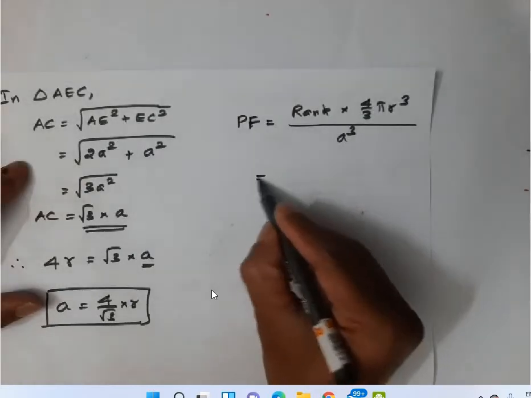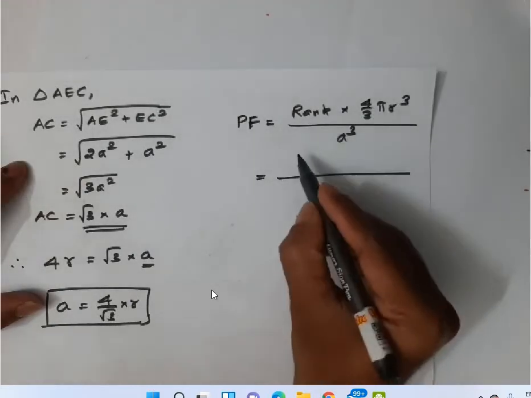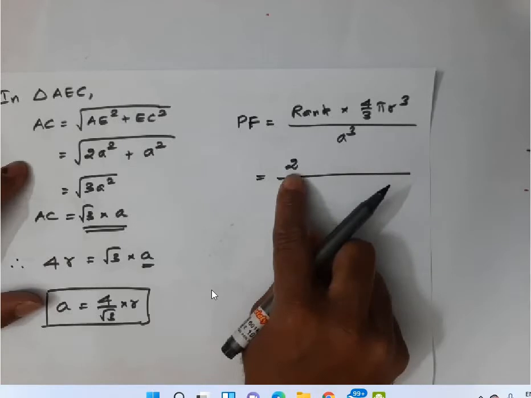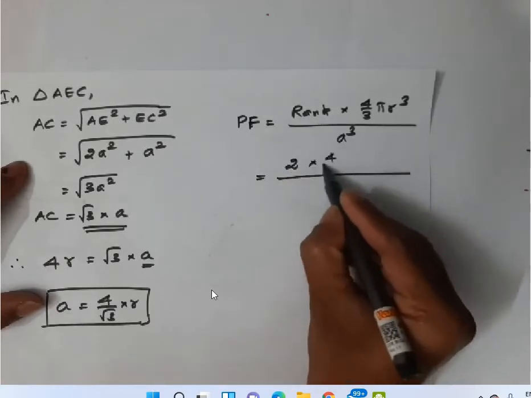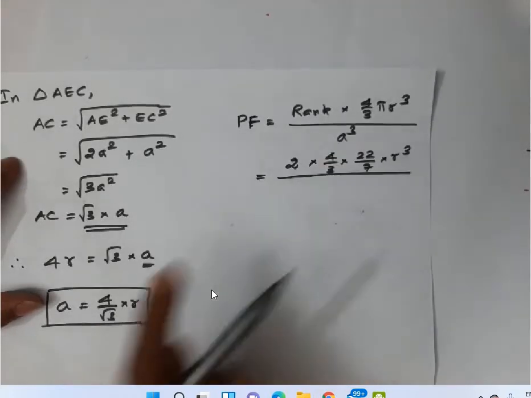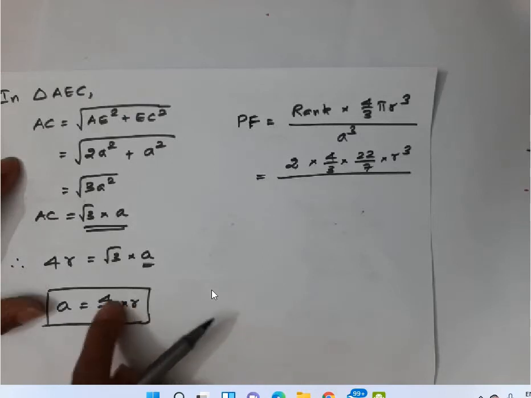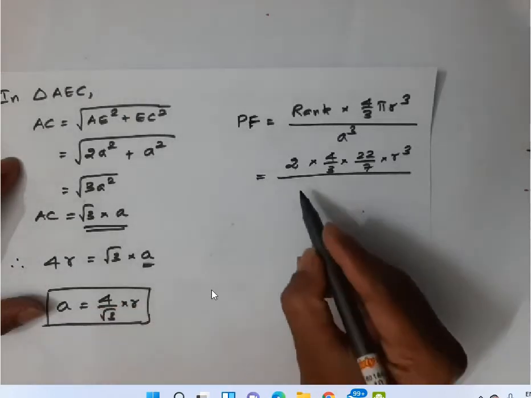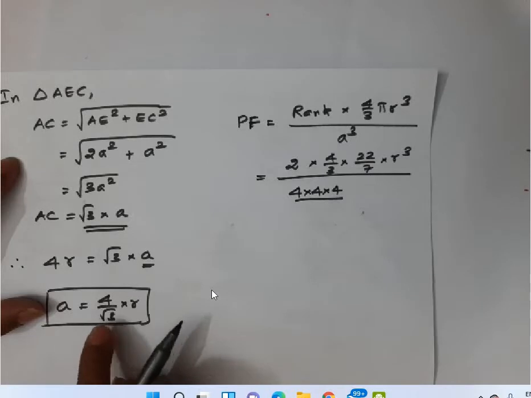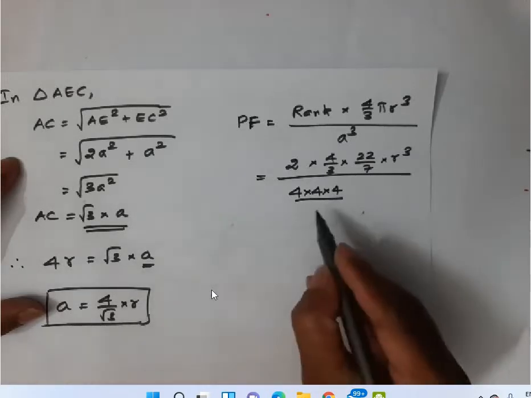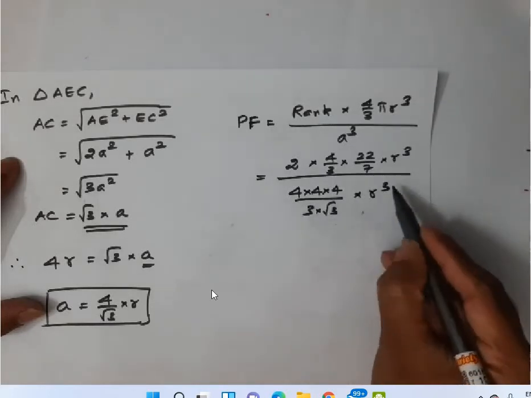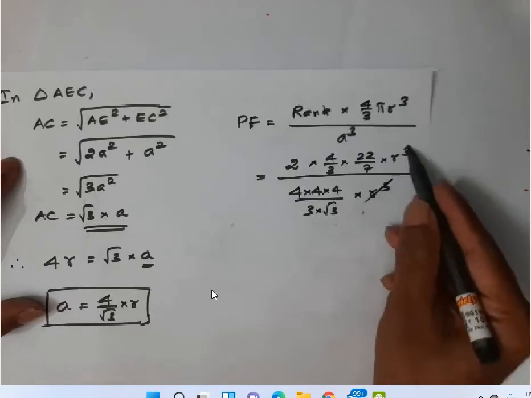What is the rank for BCC? You know very well, rank for BCC is 2. In the last class, we have calculated all these things. For body-centered cubic unit cell, rank is 2. 2 into 4 by 3, pi value 22 by 7, and r cube is here. What is a cube? You know very well, a is equal to 4 by root 3 r. So, take the cube of this. 4 into 4 into 4, and in the denominator, we have root 3 into root 3 into root 3. Root 3 into root 3 is 3, 3 into root 3, and here we have r cube. This r cube and in the numerator we have one more r cube, so they cancel.